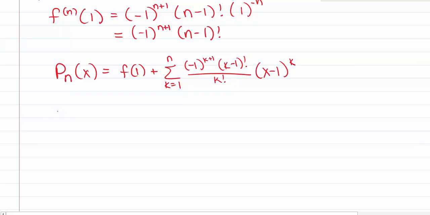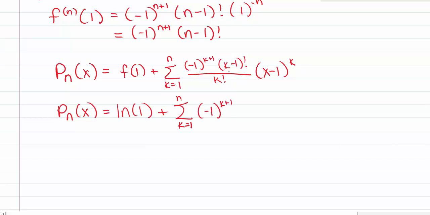And I can simplify this a little bit. I can say p sub n of x is, well, f of 1 is natural log of 1. And now I'm doing the sum, k goes from 1 to n, of negative 1 to the k plus 1. And what happens if you have k minus 1 factorial over k factorial? Well, that just gives you 1 over k times x minus 1 to the k.